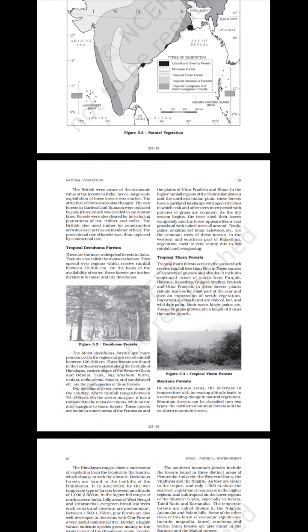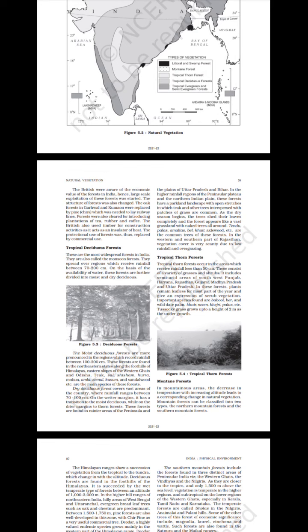Dry deciduous forests cover vast areas of the country where rainfall ranges between 70 to 100 centimeters. On the wetter margins, it has a transition to the moist deciduous, while on the drier margins to thorn forests. These forests are found in drier areas of the peninsula and the plains of Uttar Pradesh and Bihar.